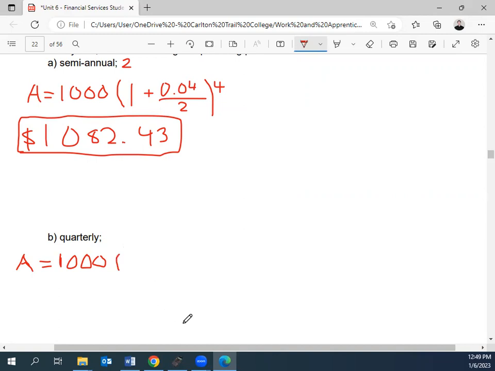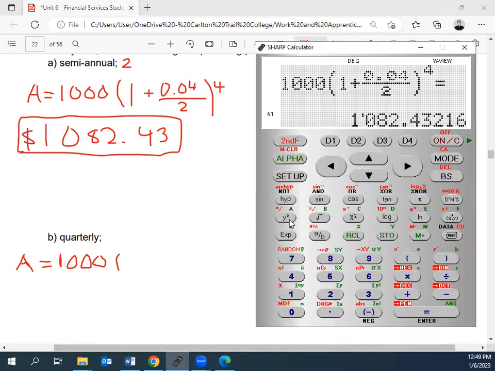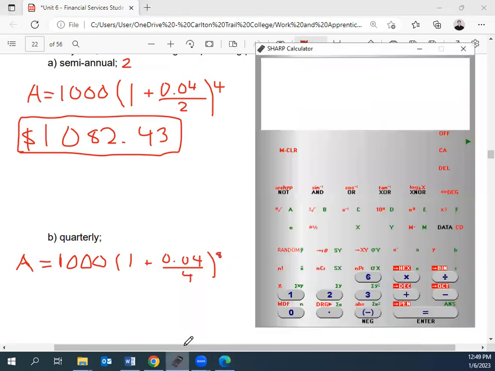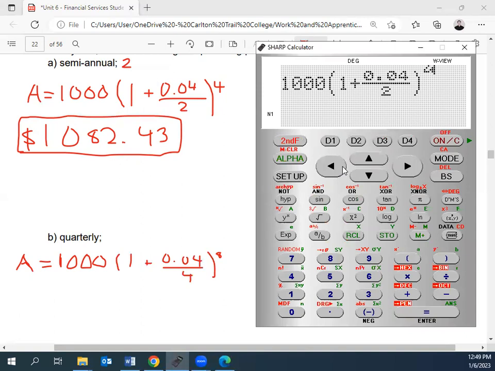Oh, there? If you press this button right here, y to the power of x. So you should end up getting something that looks like this: 0.04 divided by 4. And then up here, what's up here? 4 times 2, right? So you're going to have 8 up there. So what do you get as an answer there? Here we go. So here's our answer. 1,082 and then 86 cents.